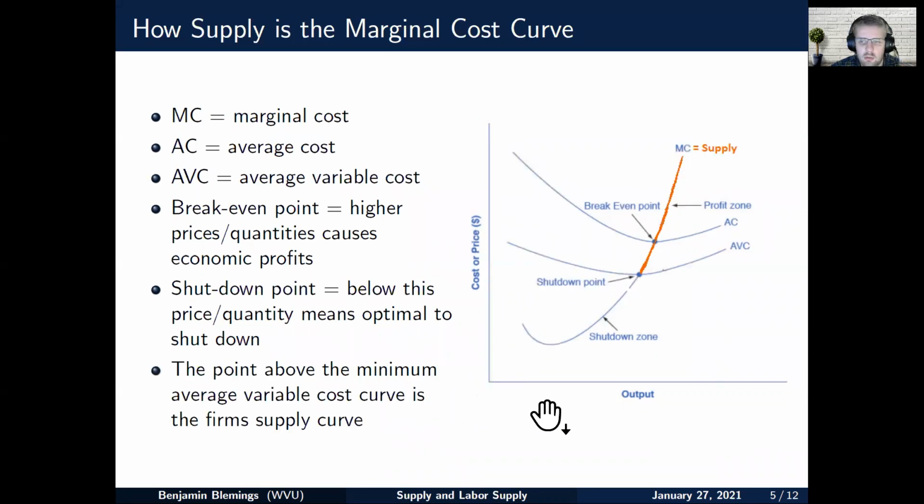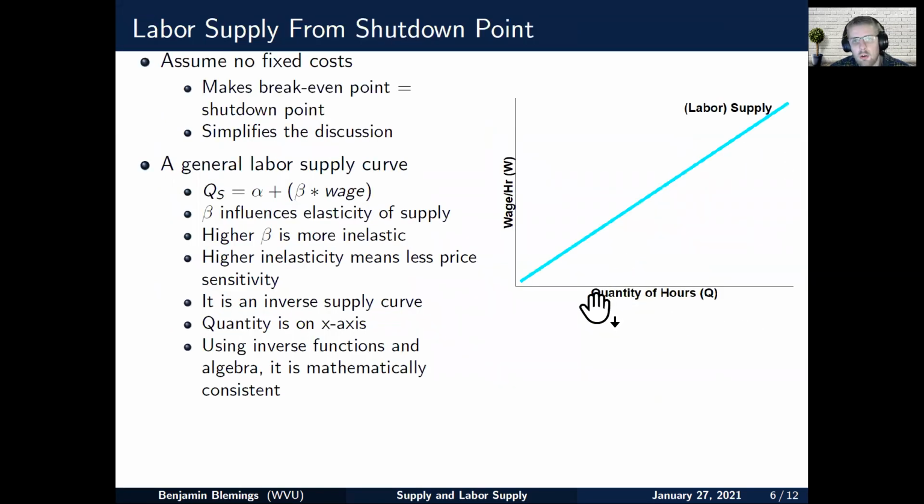We can just adapt this to the labor market and think about your own labor supply. Basically the portion above the minimum average cost point is the firm supply curve. So above the shutdown point, marginal cost is supply. Let's start to think more mathematically about this. Here's a labor supply curve, and we're going to assume that there are no fixed costs so that the break-even point is equal to the shutdown point. This is just going to simplify our discussion of the labor supply curve.